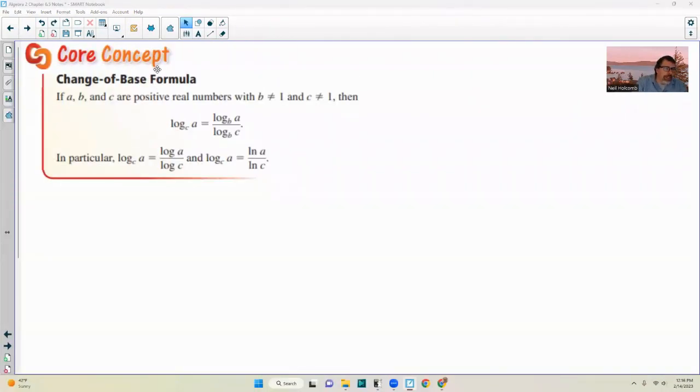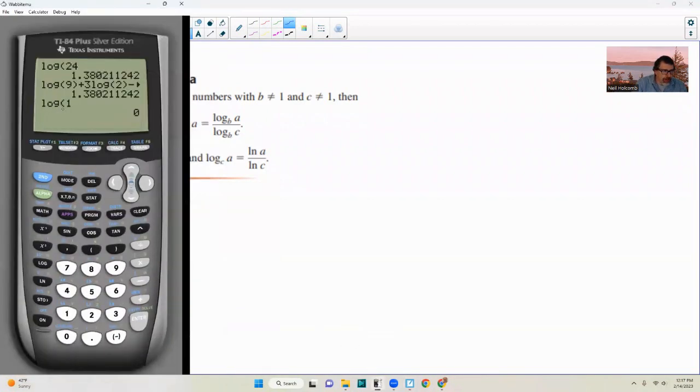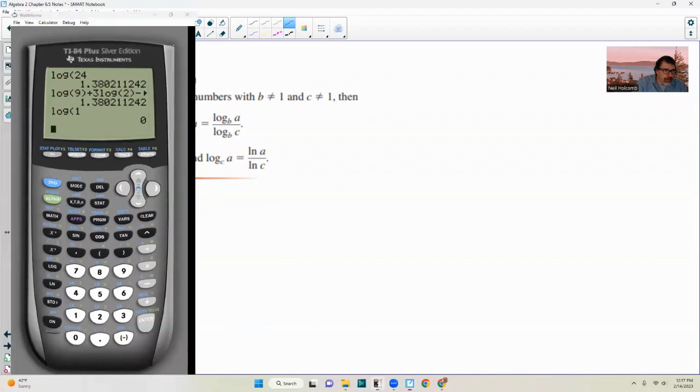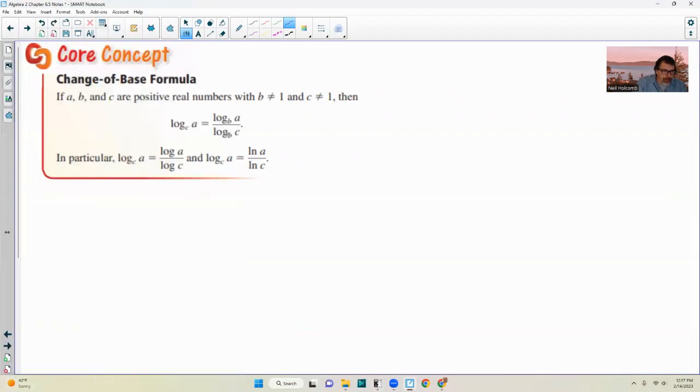Okay, another core concept, the change of base. I kind of mentioned it already in this lesson when I got the calculator out. But it says if A, B, and C are positive real numbers with B not equal to 1, the base, in other words, and C not equal to 1. So if C were 1, that'd be the log base B of C, or the log of 1, which is 0, and you can't divide by 0. So that's why you can't have C to be 1.